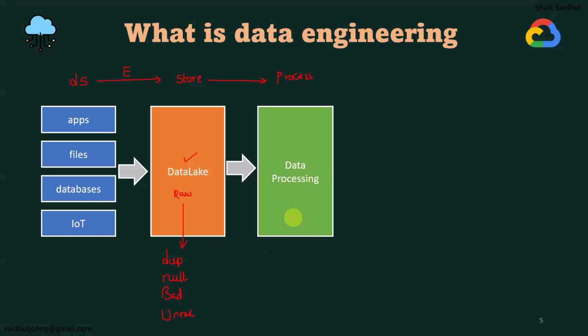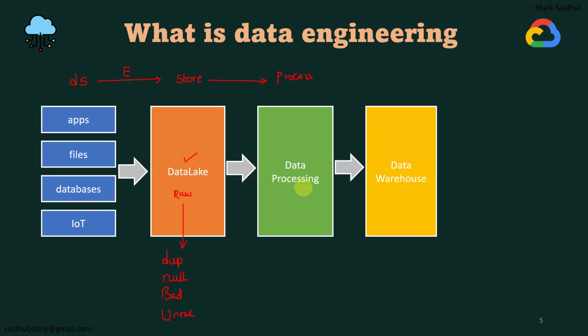Once the data is processed, it will be in a proper cleaned format without any duplicates, null values, bad records, or unnecessary data. So you have accurate data which is ready for analysis, and it will be sent to the data warehouse most of the time. So this is where you analyze the data. You are going to send this data to the data warehouse.